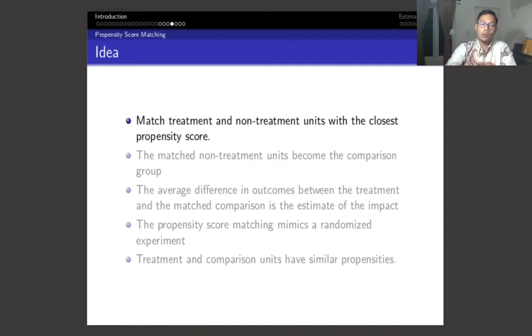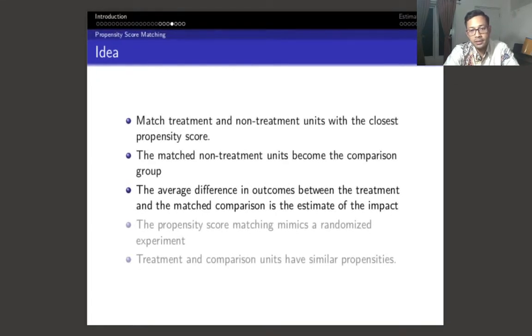And so what we're going to do is we're going to match treatment and non-treatment units with the closest propensity score. The matched non-treatment units is going to become the comparison group. And the average difference in outcomes between the treatment and the matched comparison is the estimate of the impact. So the propensity score matching mimics a randomized experiment. So the treatment and comparison units are similar in the sense that they have the same propensities to receive a treatment. The difference is that one receives the treatment and the other does not receive the treatment.